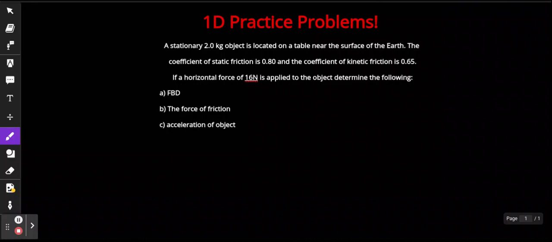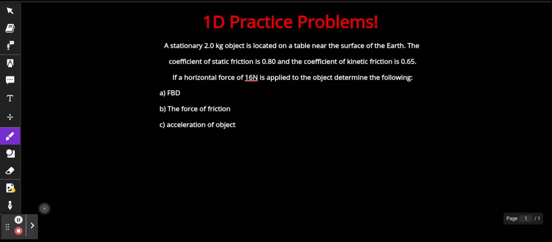Okay, this is our last problem. So the same information as before. We have a stationary object of 2 kilograms located on a table near the surface of the Earth. Coefficient of static friction is 0.8 and coefficient of kinetic friction is 0.65. This time, if a horizontal force of 16 newtons is applied to the object, determine the following: the free body diagram, the force of friction, and the acceleration of the object.